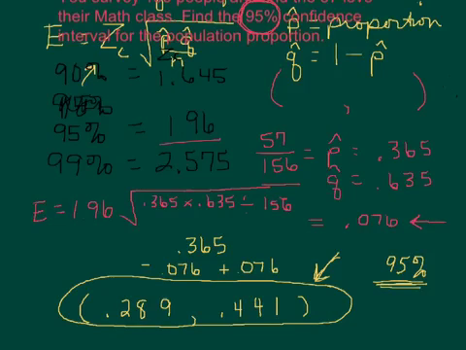All right, so that's kind of another goofy way to look at it. But that's a typical problem for a confidence interval for the population proportion.